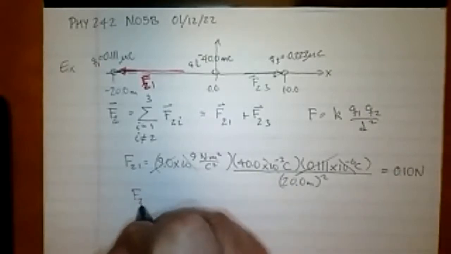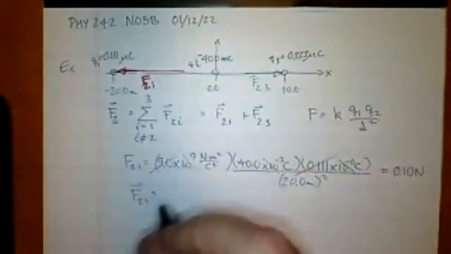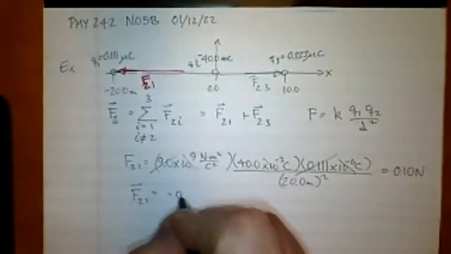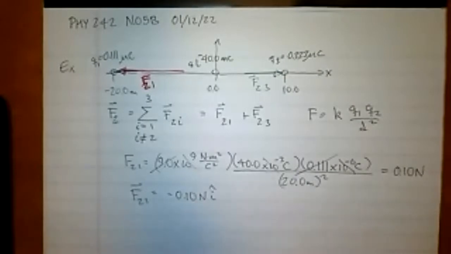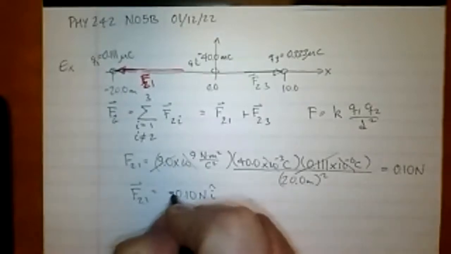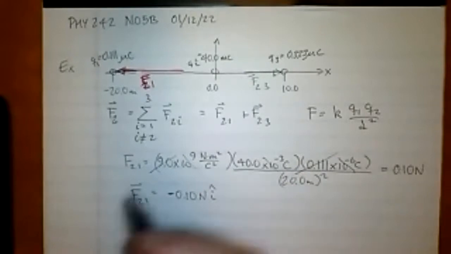So the vector F21, since we've already established that it points to the left, it's going to be negative 0.10 newtons in the I hat direction. Remember, I hat is a unit vector. Literally, its length is 1, not 1 meter, not 1 newton, not anything. It's just 1, okay? And it points in the positive x direction. So by that negative being there, that means it's going to point this way.